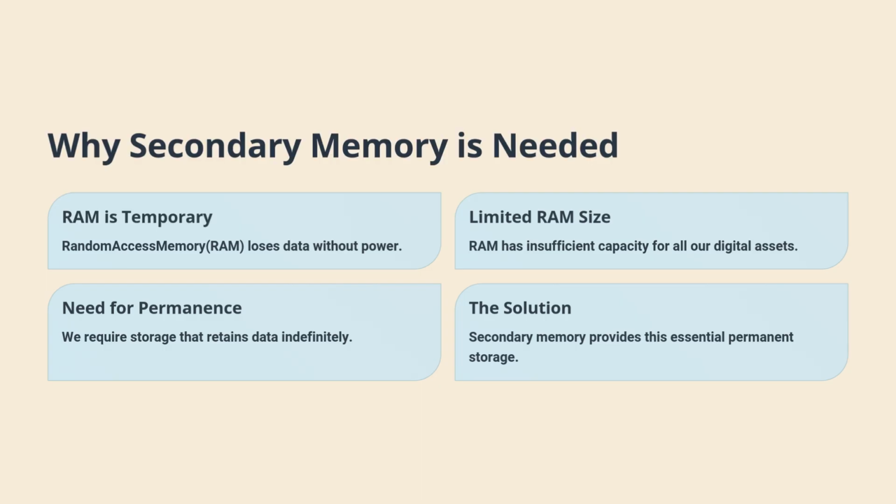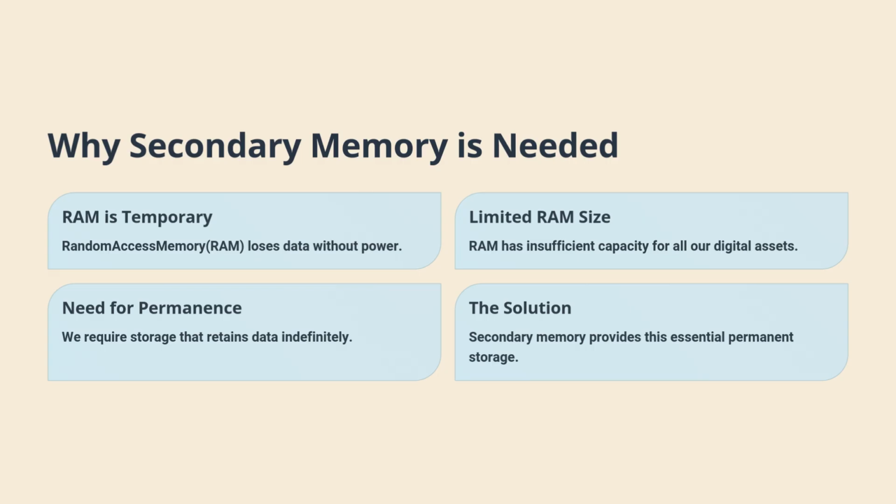Now let us understand why we need secondary memory in a computer. First reason, RAM is temporary. RAM stores data only while the computer is on. When we switch off the computer, everything inside RAM is erased. For example, if you are typing notes and power suddenly goes off, unsaved work is lost.